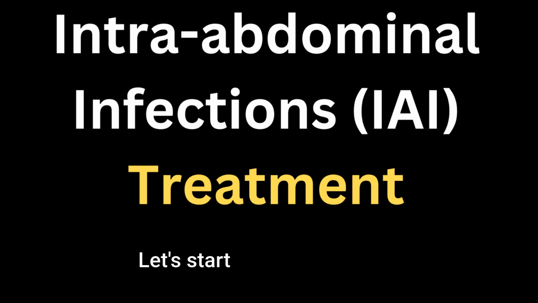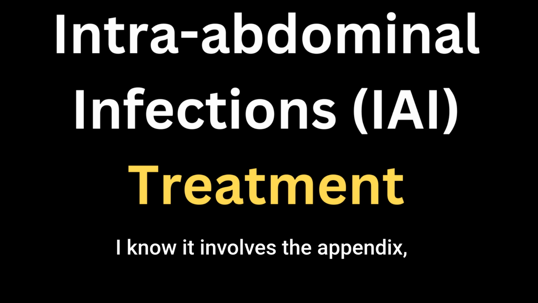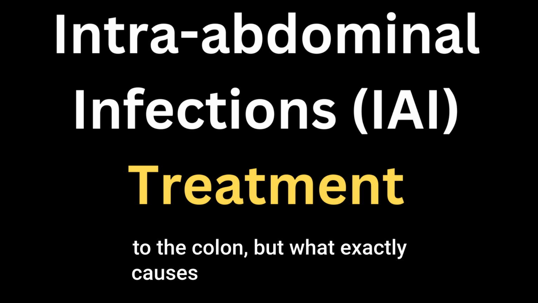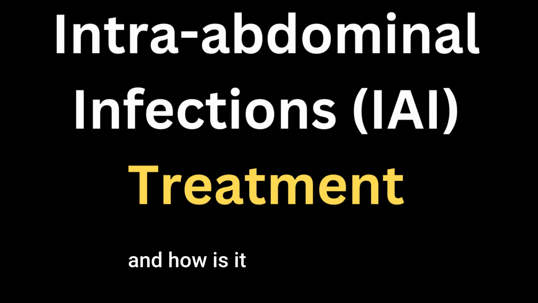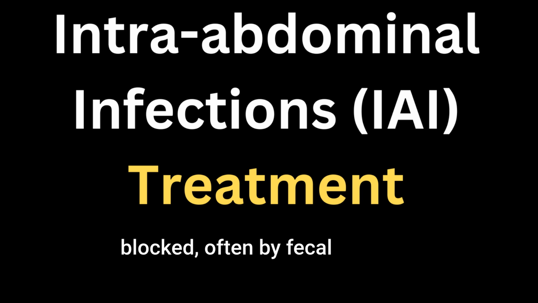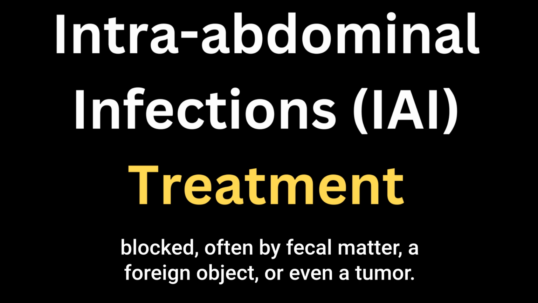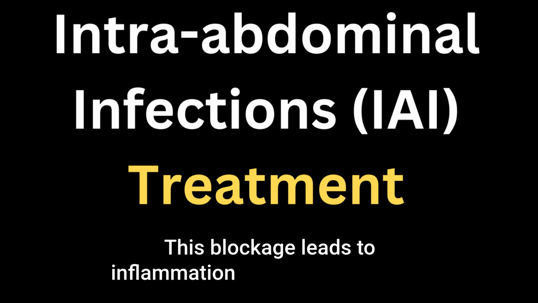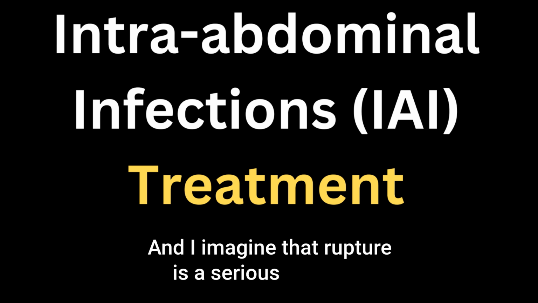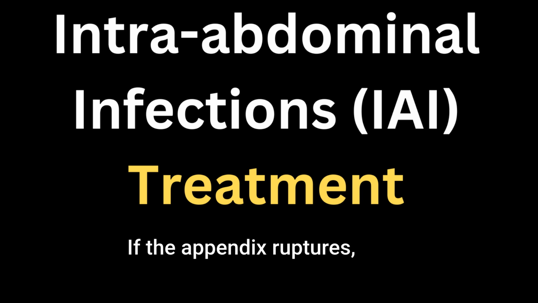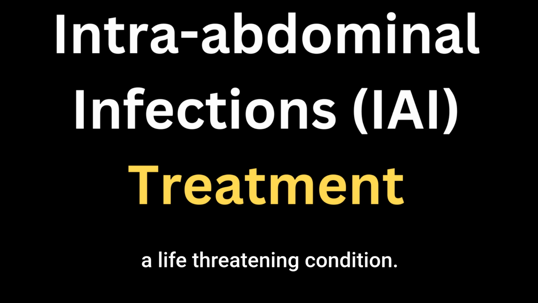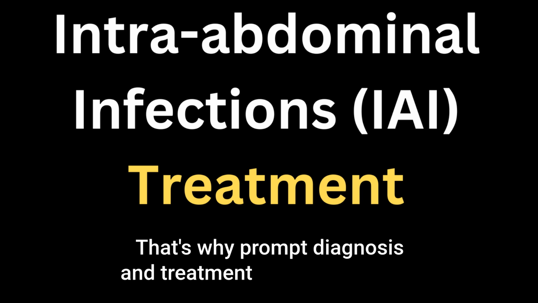Perfect. Let's start with appendicitis. I know it involves the appendix, a small finger-shaped pouch attached to the colon. But what exactly causes it to become inflamed, and how is it typically treated? Appendicitis usually occurs when the appendix becomes blocked, often by fecal matter, a foreign object, or even a tumor. This blockage leads to inflammation and infection, which can quickly worsen if left untreated. And I imagine that rupture is a serious concern. Absolutely. If the appendix ruptures, it can release bacteria into the abdominal cavity, leading to peritonitis, a life-threatening condition. That's why prompt diagnosis and treatment are so important.